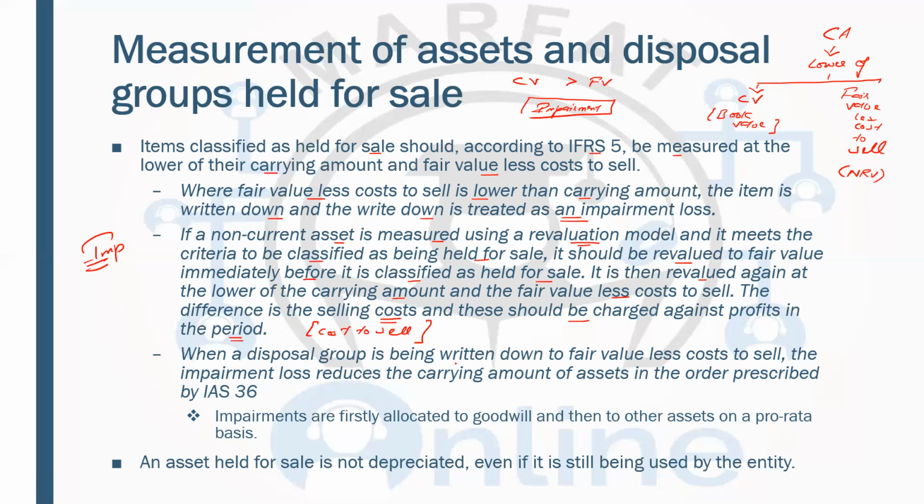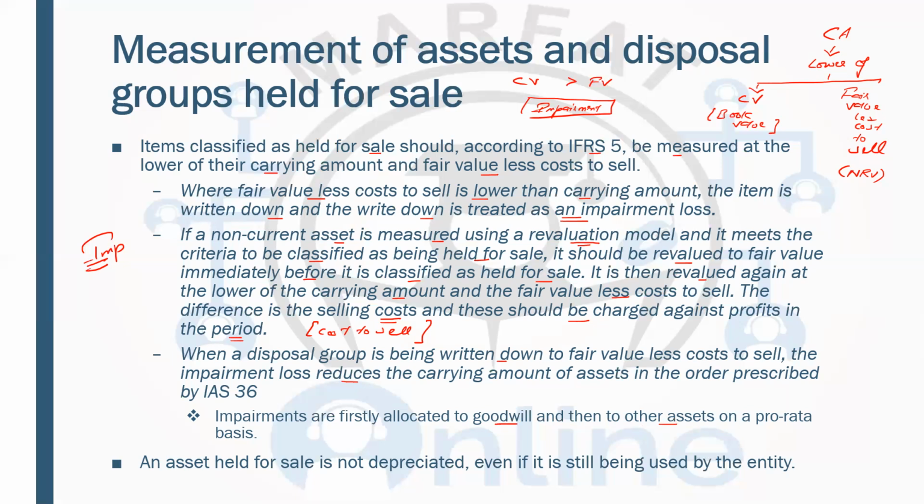When a disposal group is being written down to the fair value less cost to sell, the impairment loss reduces the carrying amount of assets in the order prescribed by IAS 36. And IAS 36 states that it should be first allocated to the goodwill and then to other assets on a pro rata basis.